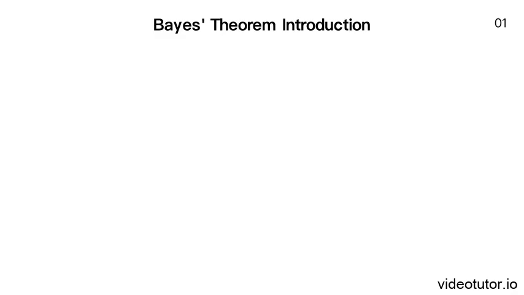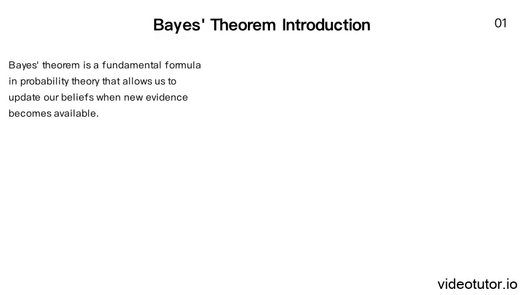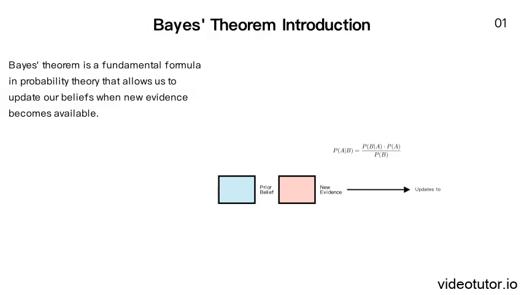Bayes' theorem is one of the most important concepts in probability theory and statistics, named after Reverend Thomas Bayes. This theorem provides a mathematical framework for updating our beliefs or hypotheses when we receive new evidence. The formula shows how prior knowledge can be combined with new data to produce more accurate conclusions.